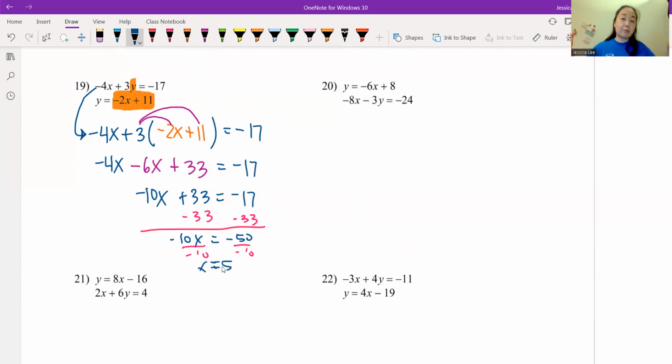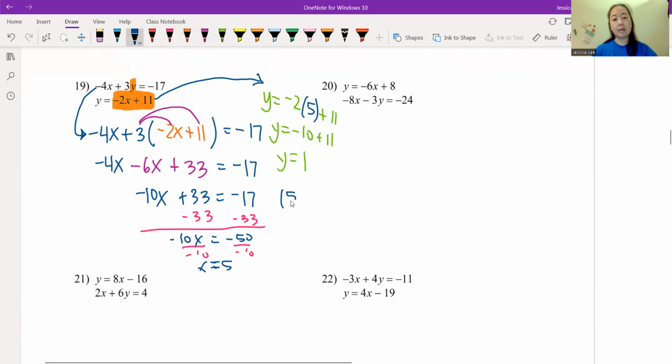Right now that we have the x, how do we get the y? Honestly, it's easier just to use the bottom equation because it's already solved for y. That's what we're going to do. So, oh, let's use green. So y equals negative 2, and instead of x, we're going to put in the 5 plus 11. We'll get y is equal to negative 10 plus 11. So y is equal to 1. So here we got x is 5, y is 1. Done. That's the point. That's where they meet.